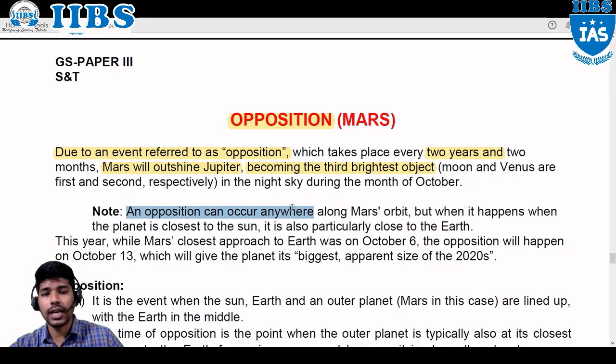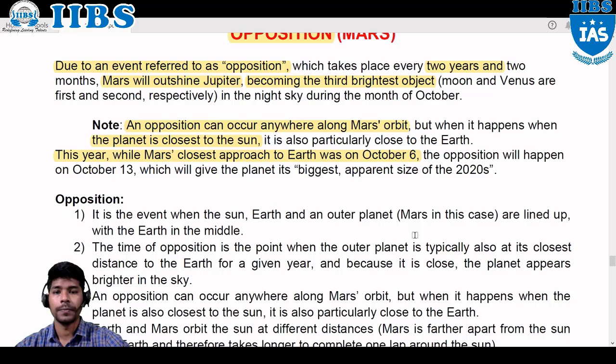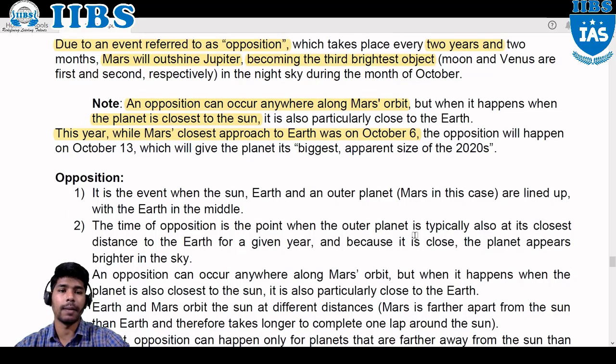And the opposition can occur anywhere along the Mars orbit, but it happens when the planet is closest to the sun. When the planet comes closest to the sun, it also comes closer to the Earth. And this year, while the Mars closest approach to the Earth was on October 6th, the opposition will happen on October 13th, which will give the planet its biggest apparent size of the 2020s.